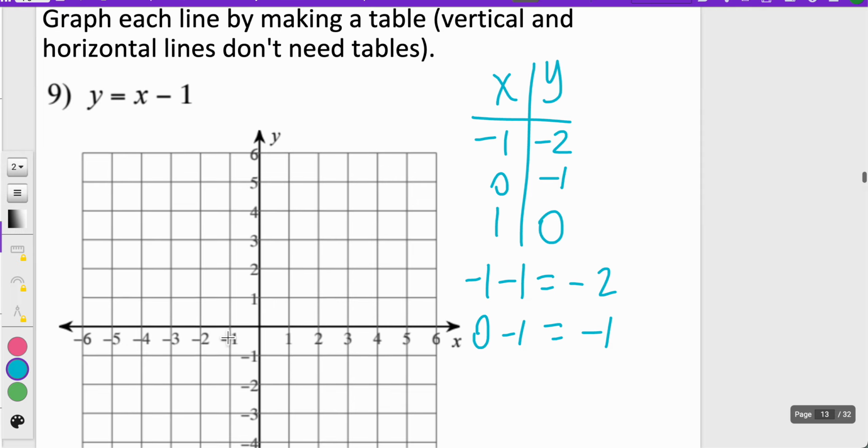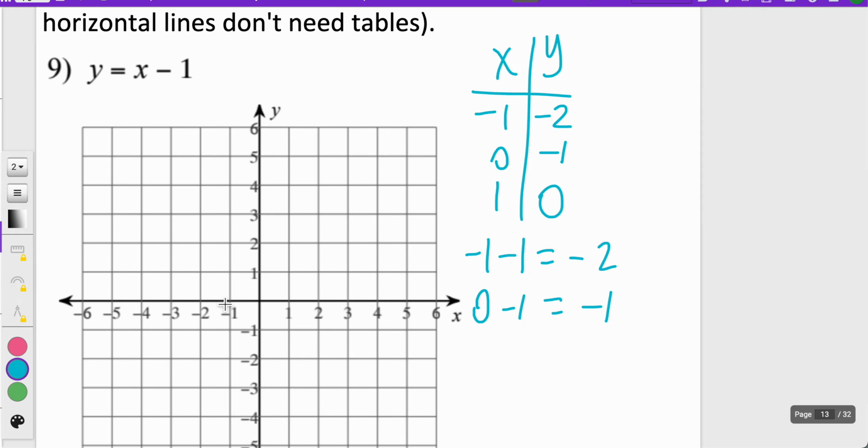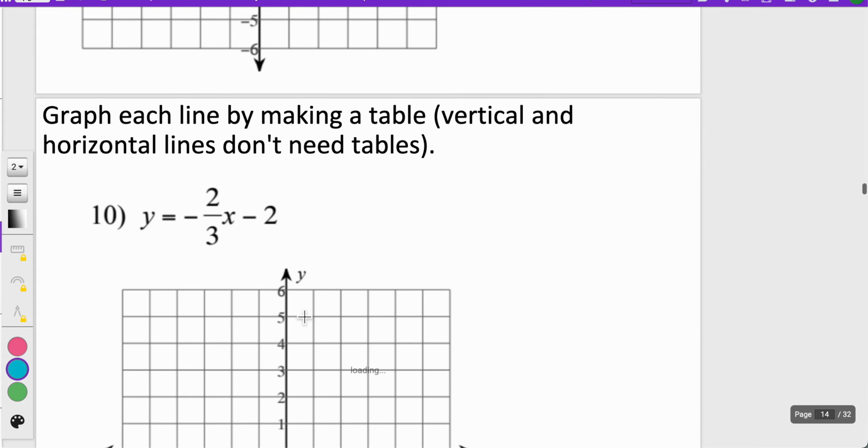Then I plug these into the graph. Negative 1, negative 2 is down here, 0, negative 1 is here, and 1, comma 0 is here. Those 3 dots are making a straight line for my linear equation.